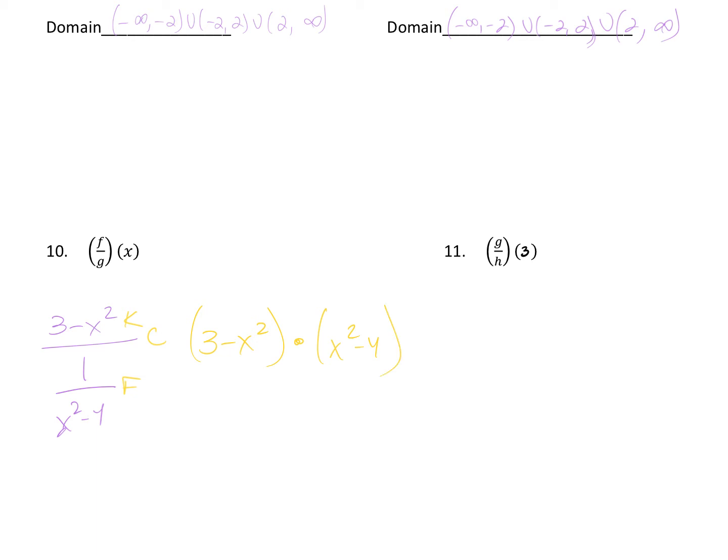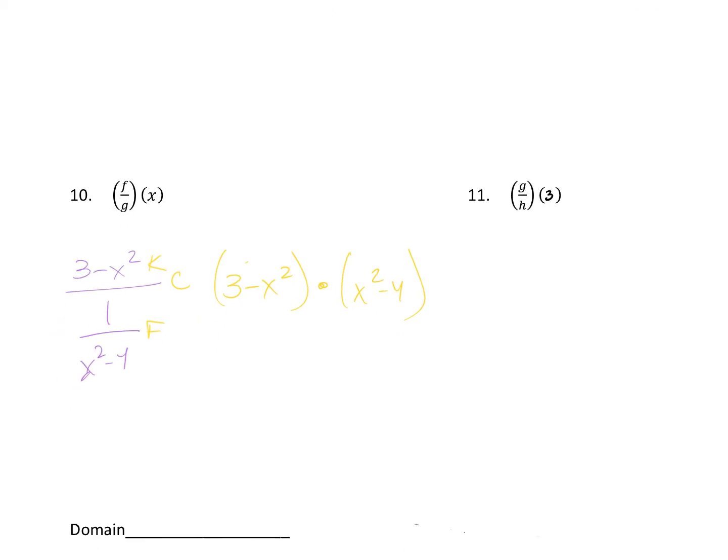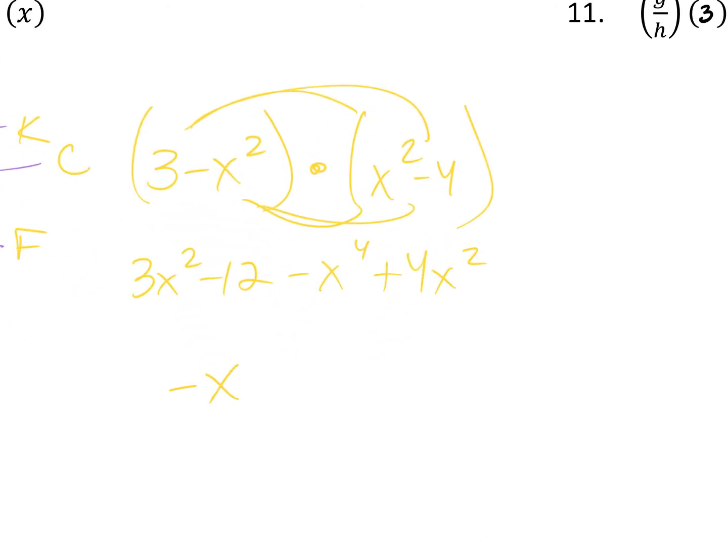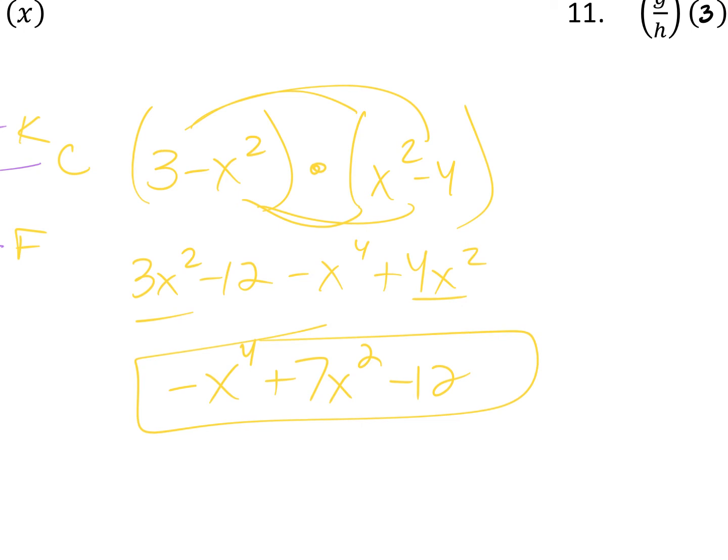Can you multiply those two things together? Yeah, we've already done this actually. So I have 3 times x squared is 3x squared. 3 times negative 4 is minus 12. Negative x squared and positive x squared is minus x to the 4th. And then negative x squared times negative 4 is plus 4x squared. And then we combine what? Like terms. So negative x to the 4th plus 7x squared minus 12. That's it. We divided those two things together.